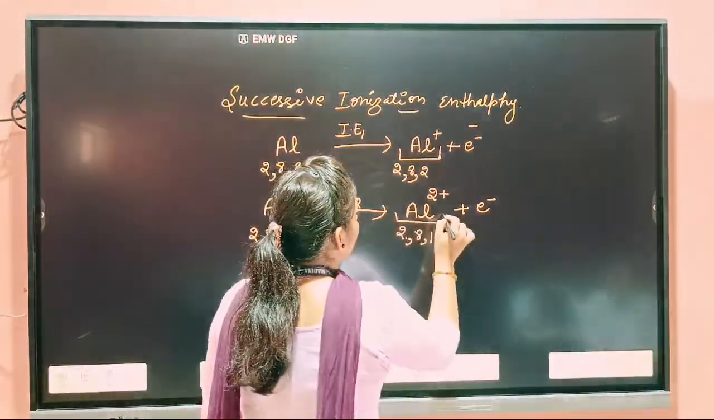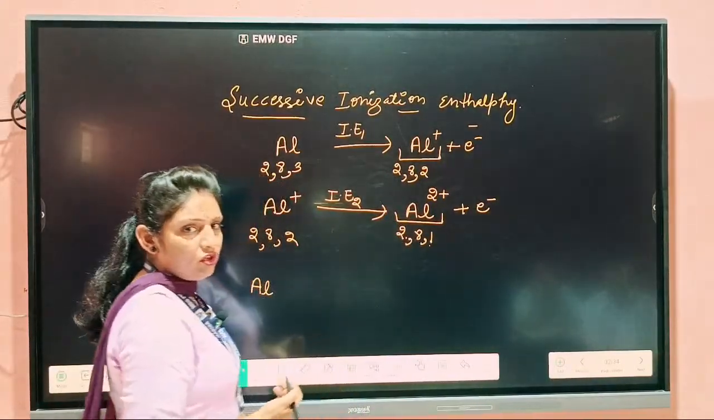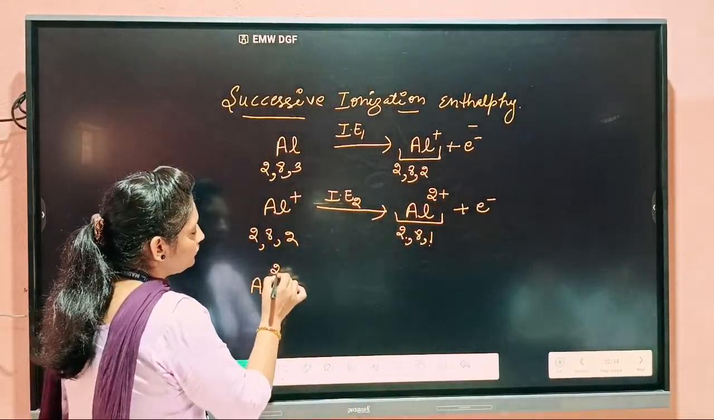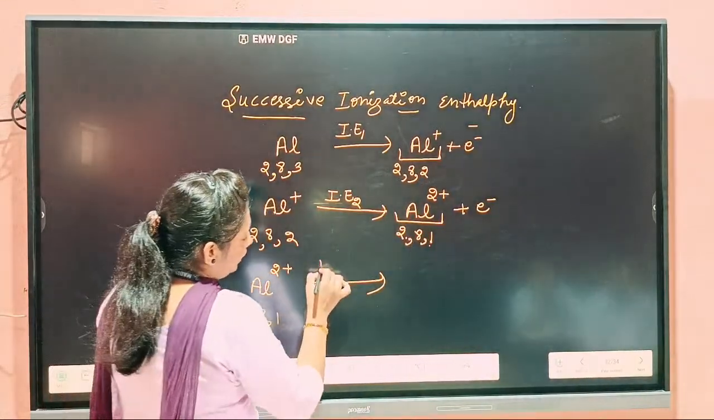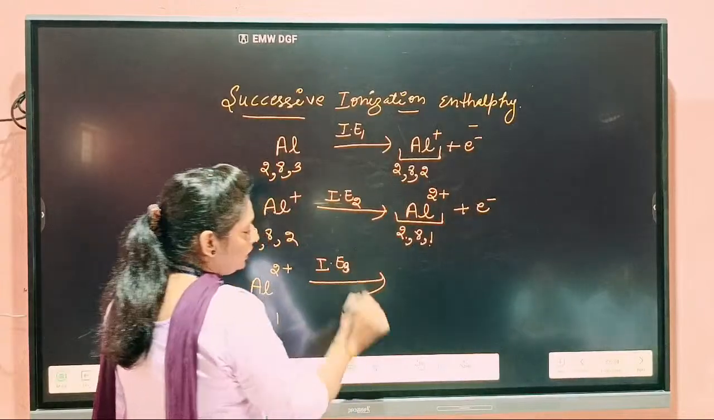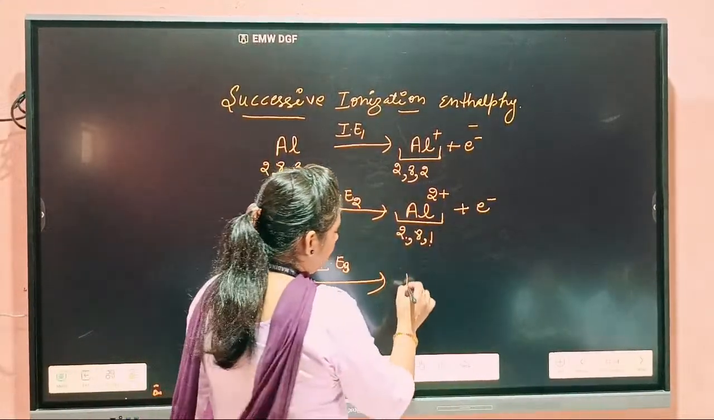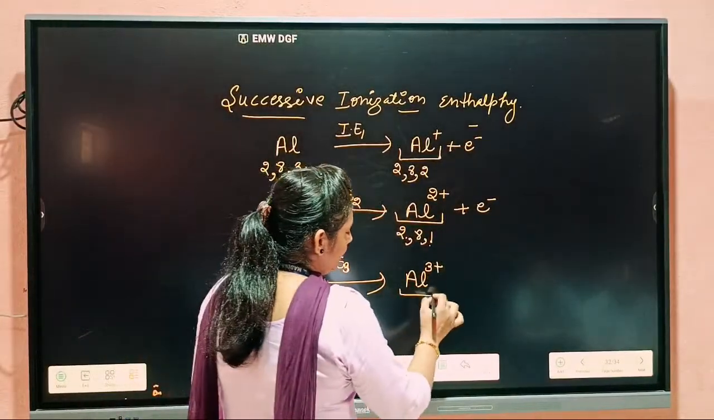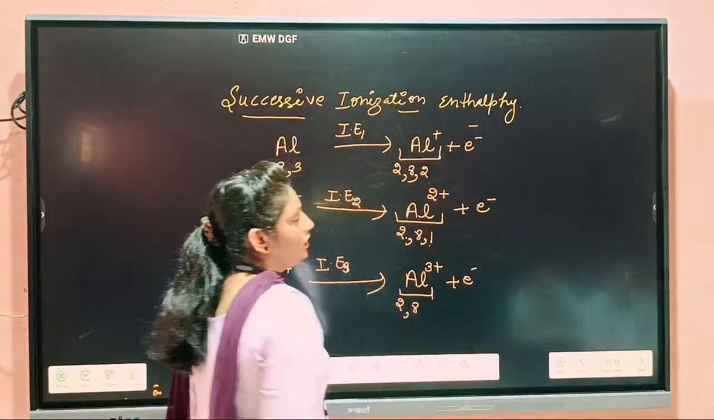Further it wants to remove an electron because it is also not stable. Its octet is not completed till now. So further it will remove one more electron, and I need to provide some more energy. Let us consider it the third ionization enthalpy, IE3. Then it will convert into Al3 plus. Now its configuration is 2, 8 because it has removed one more electron.